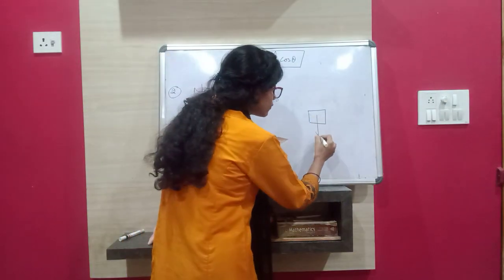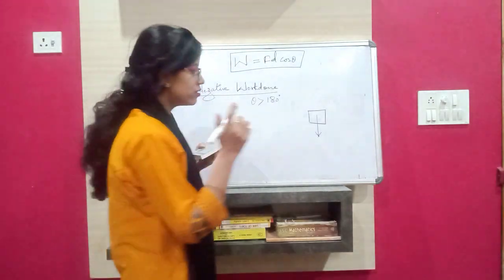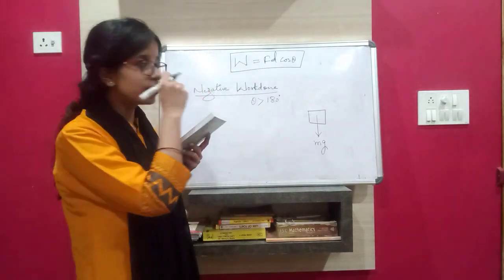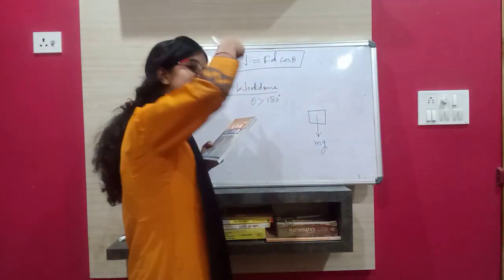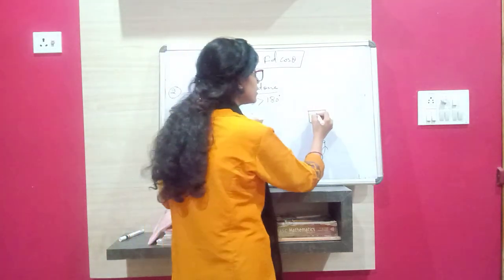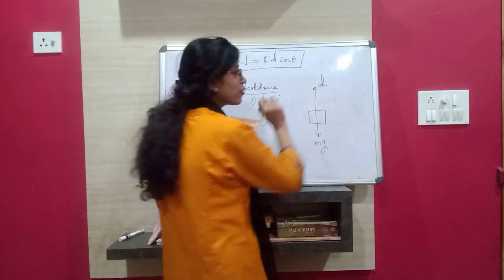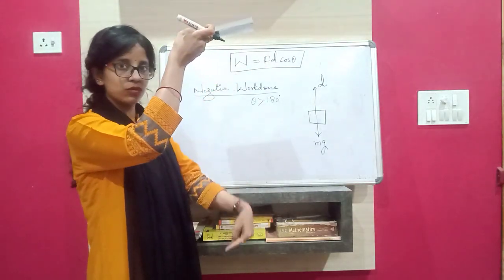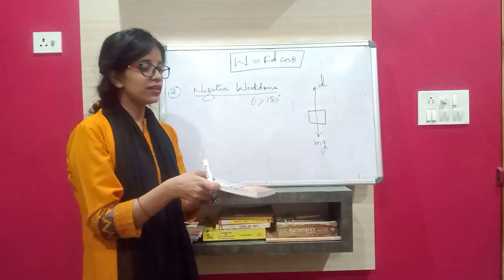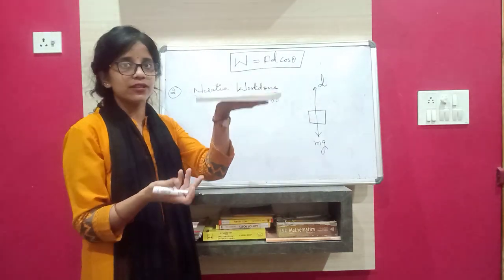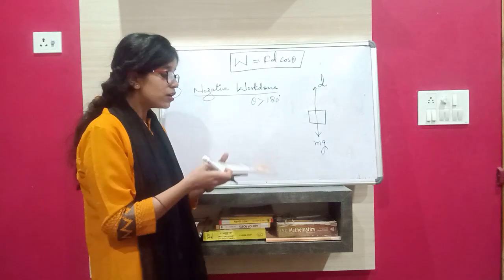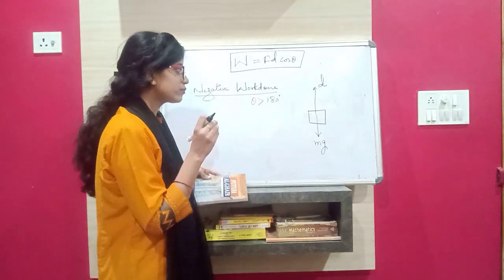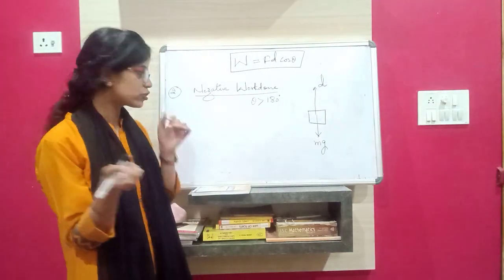So what is weight? M into G. You all know that M into G will be acting in the downward direction. But the body is moving in the upward direction. That means the displacement is in the upward direction, isn't it? The body is moving in the upward direction, but the weight is acting downward. This is the motion of the body against gravity. We call it the motion of the body against gravitation. So here we are going to write the definition of work done.